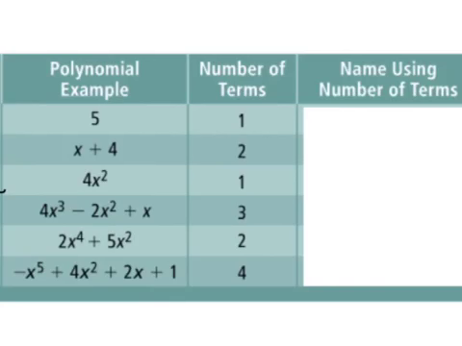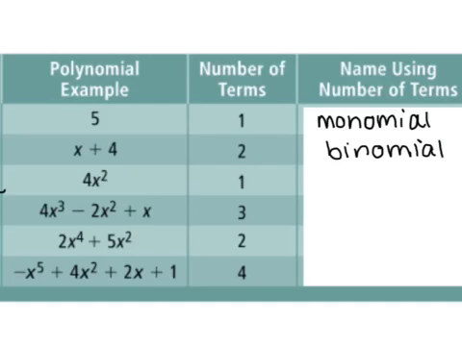Just one term was already in our vocab. What's a one-term expression? Monomial. Think about your bike. What's a two-term polynomial? A binomial, right. Our next example, 4x squared, that's still only one term, so that is still also a monomial.